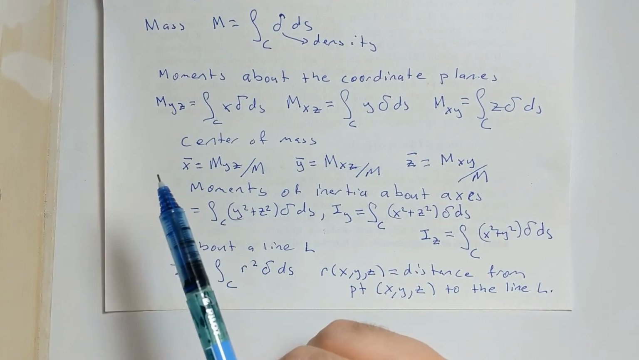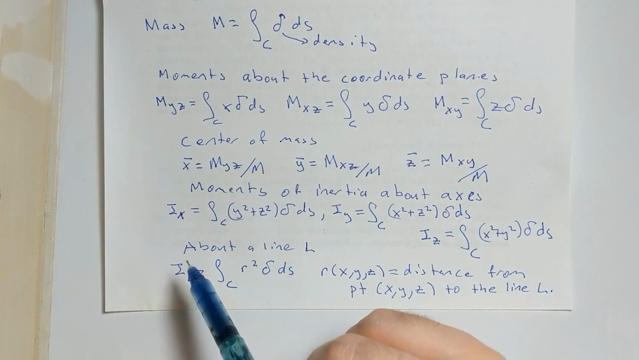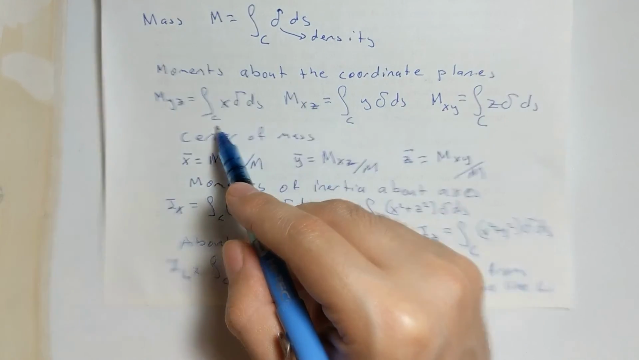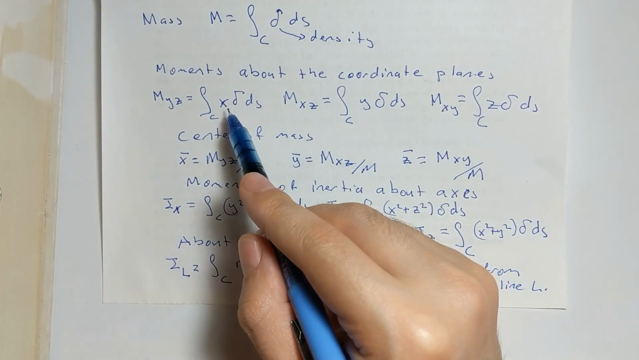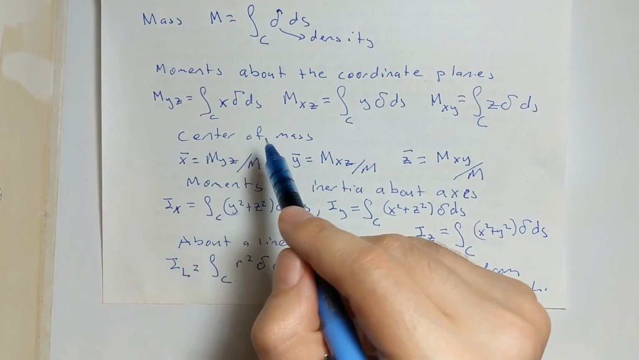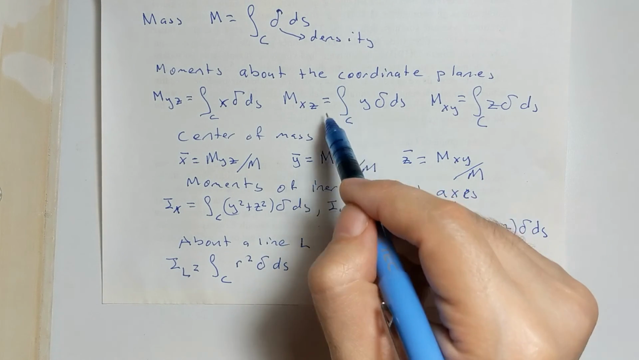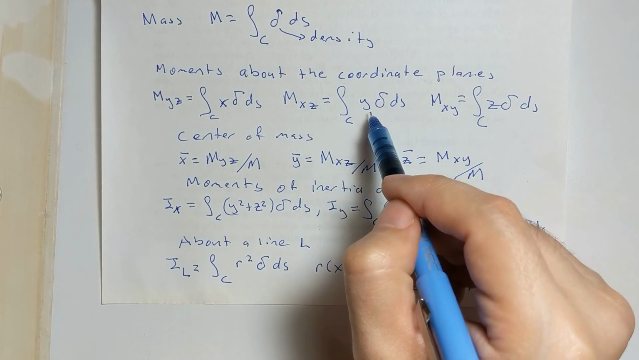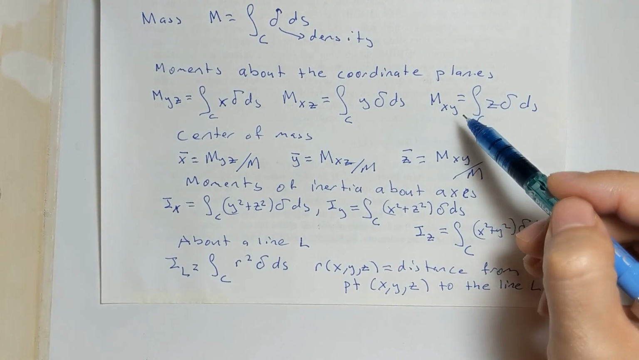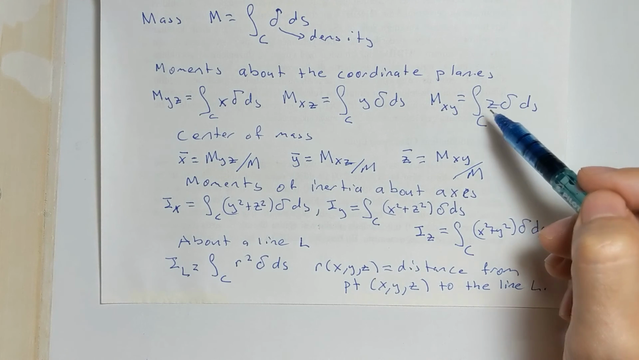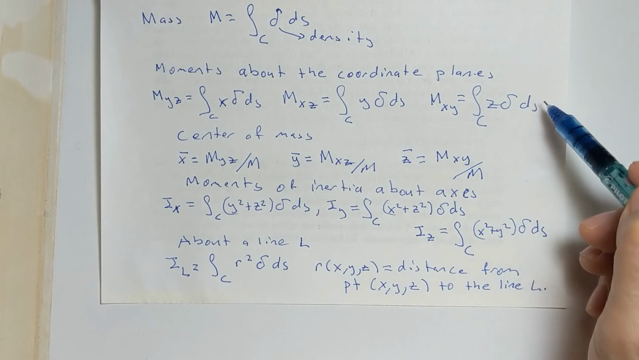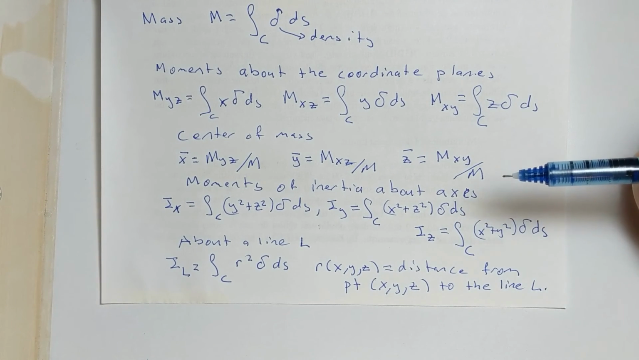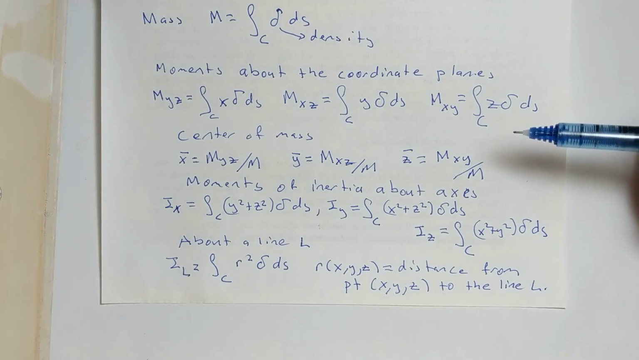What about moments about the coordinate axes? The first one is going to be x times delta ds over the curve. We talked about this before. Then the moment about the xz plane is going to be the integral of y delta ds, and the moment about the xy plane is going to be z times delta ds. Basically, it's measuring how far you're going out from the plane, times the density.